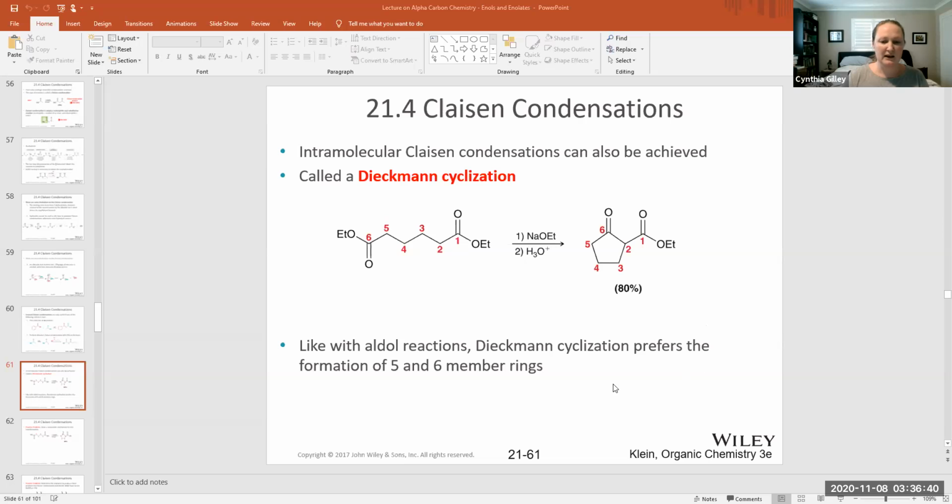Just like with the intramolecular aldol condensation, the reaction prefers to form very stable rings, such as 5- and 6-membered rings. It may be possible to also form other sized rings, such as a 7-membered ring, but typically the highest yields are when we form either 5- or 6-membered rings. And if it's a 4- or 3-membered ring that's being formed, it's likely not going to be a successful reaction because of the ring strain associated with those rings.